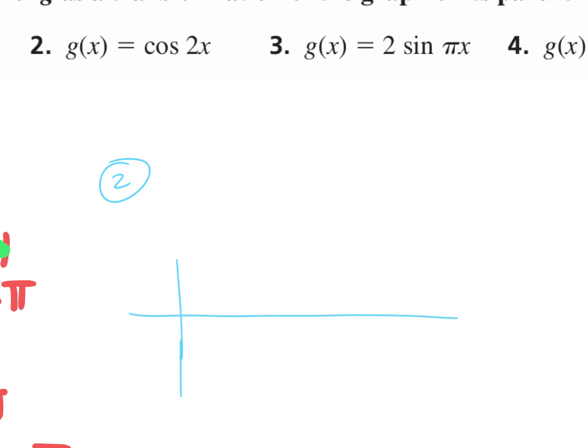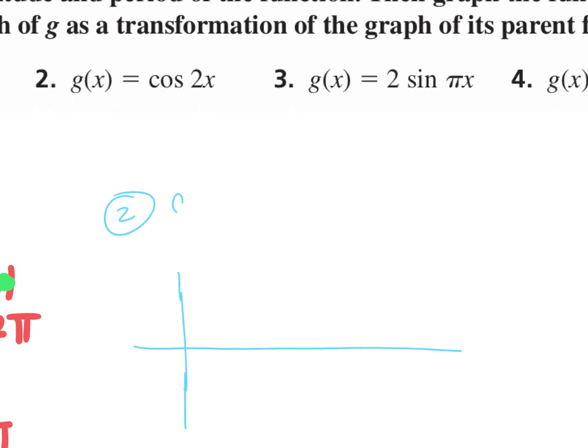So what is my A value? What's my amplitude? What's the number in front of the trig function? 1, good. What's your B value? What's your number in front of x? 2. Okay, we're going to use those 2 things.